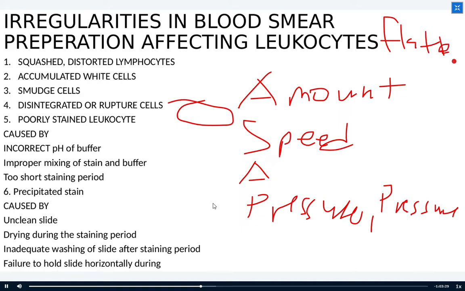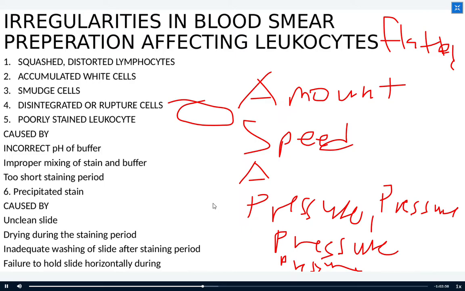What's the reason? Amount, speed, pressure as well. Sure, so you have an idea for your quiz. How about your disintegrated or ruptured cells? Pressure as well. Okay. Now, another type would be when your leukocytes are poorly stained.